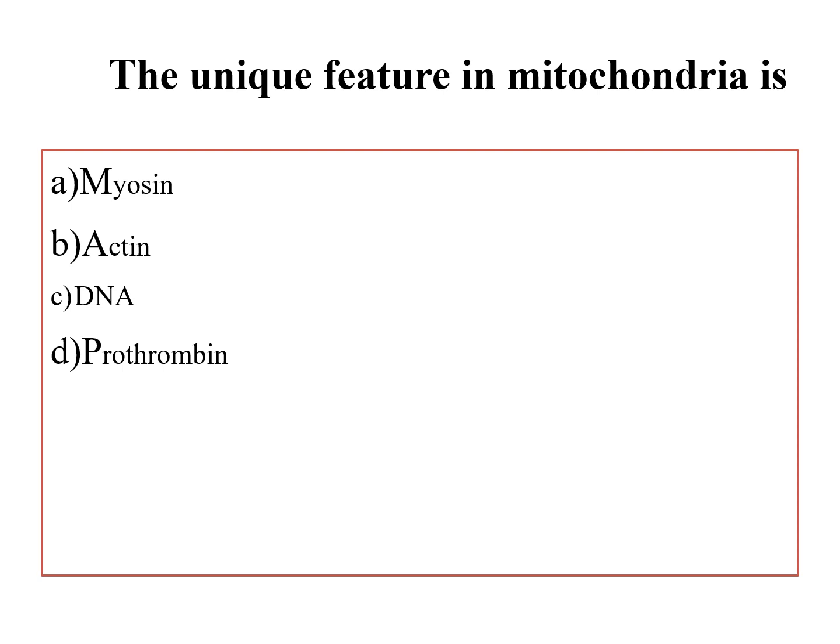The unique feature in mitochondria is it has its own DNA. So actin, myosin, prothrombin, all these are not the options. The unique feature of mitochondria is it has its own DNA.